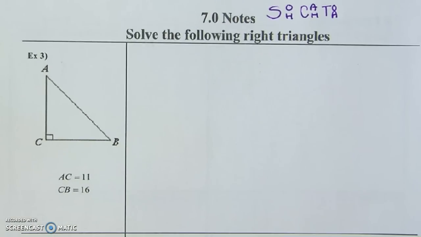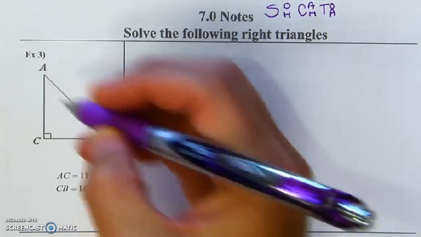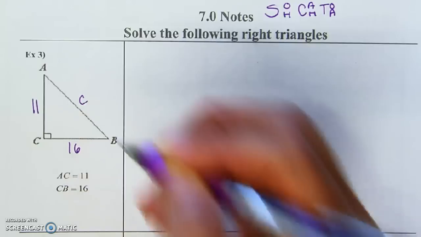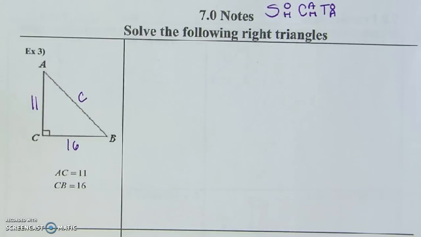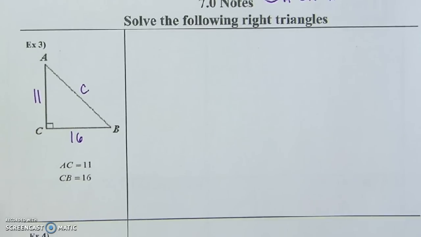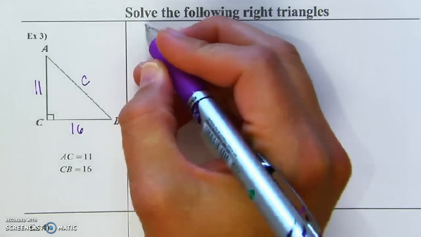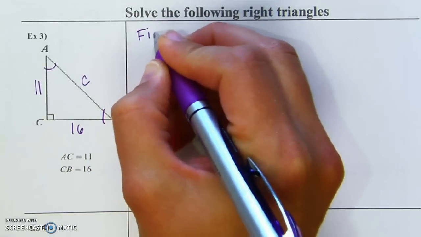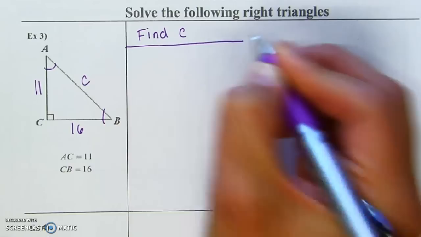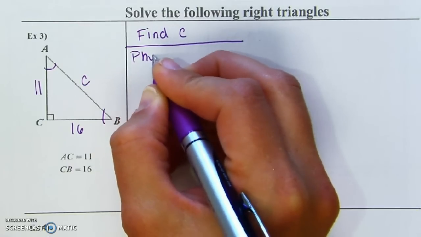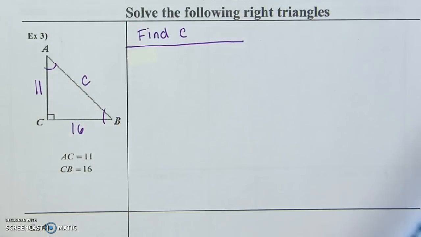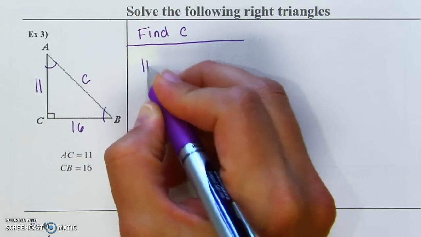Here we go. Example three, label your picture. So AC equals 11 and CB equals 16. So we're going to find little c. Now we don't always have to use trig. If you know two sides, you can always use the Pythagorean theorem. So let's do that to start. Remember, we're trying to solve, so we need all the angles and all the sides. So we're going to find little c, which is the hypotenuse, by using Pythag. You guys know what Pythag is, so let's just do it.